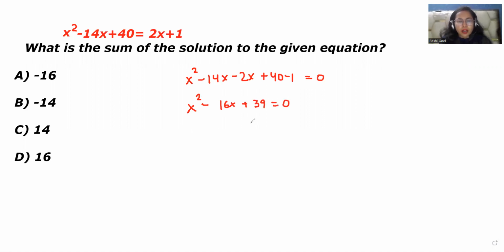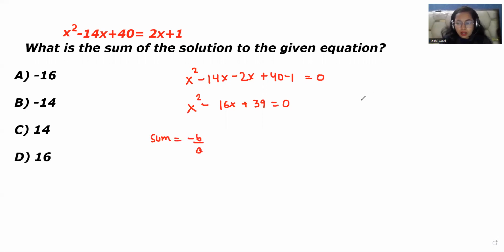Now it looks like a quadratic equation. But we are not going to solve for x because we have to find the sum. So for the sum, we have a formula. Sum is equal to minus b upon a.